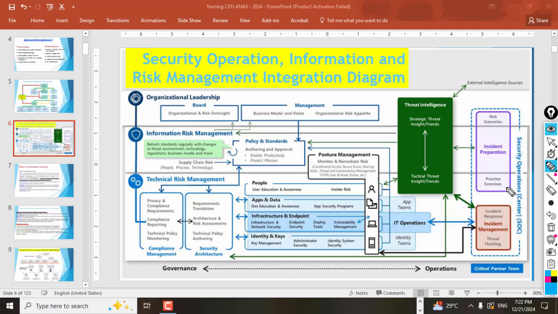Okay. Also, we have here threat intelligence feeds. Okay. This is external intelligence sources. For example, when we have a SOC, of course, we have many products, security controls. We have SIEM, as mentioned here. We talked about it. Okay.